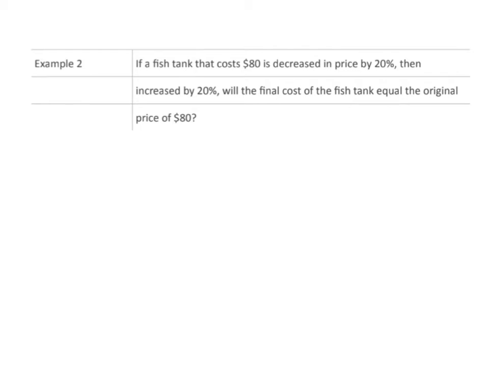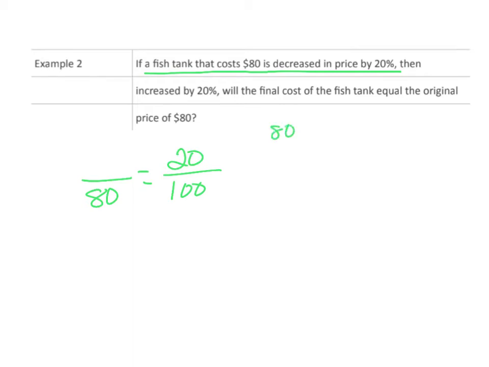So let's actually do one where we have to figure out the price. If a fish tank costs $80 and is decreased by 20%, so let's do that first. $80 decreased by 20, so we're going to do 80 minus, let's solve this. We're going to divide by 5. So 80 divided by 5 gives me 16. We're going to subtract that 16. That gives me $64.